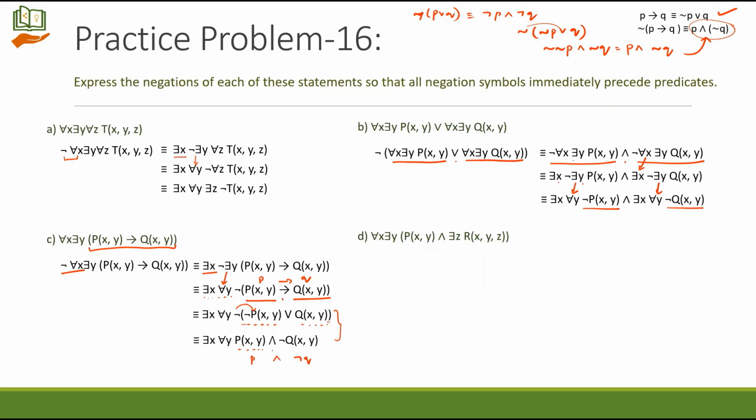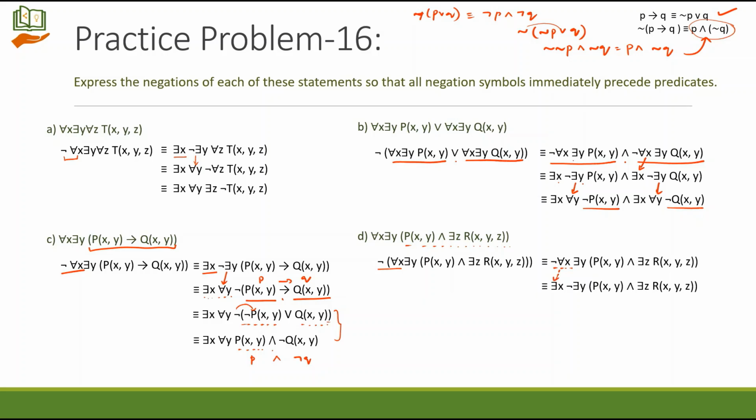Now let's go to the final sub problem. We have two quantifiers outside and one quantifier inside. So let's start negating. First we have to apply this particular negation inside the quantifier. Now we will start with not of all. What is not of all? It will change to there exists.